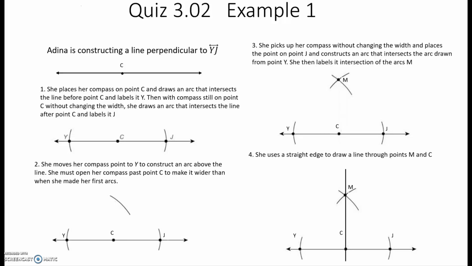She moves the compass point to Y to construct an arc above the line. She must open her compass past the point of C to make it wider than when she made her first arc.